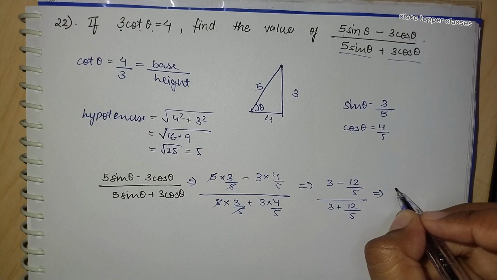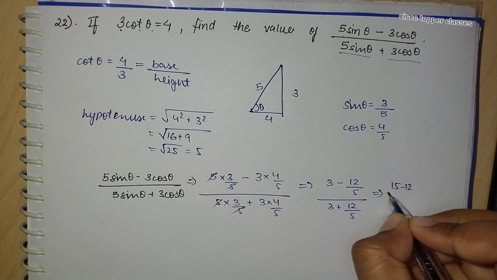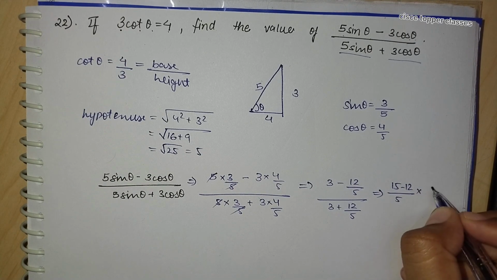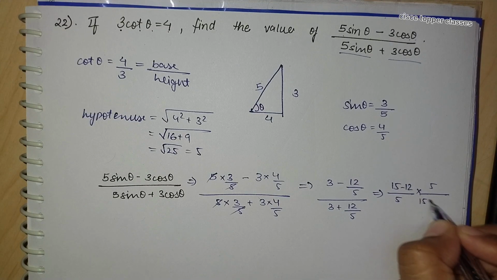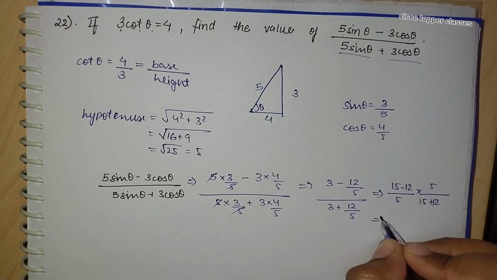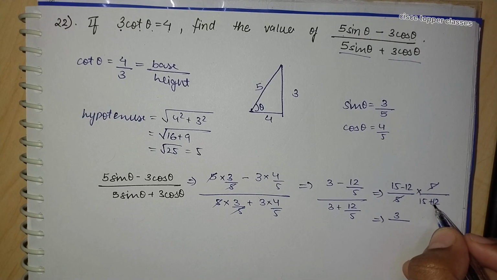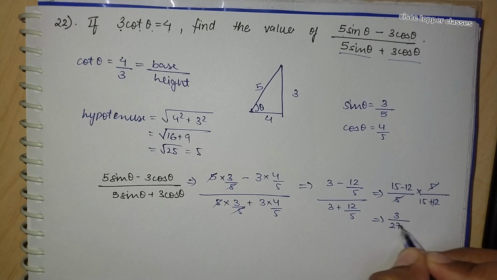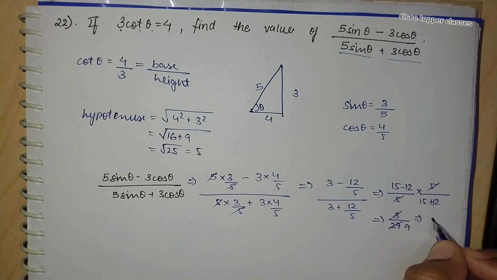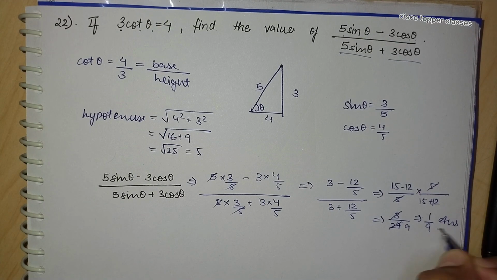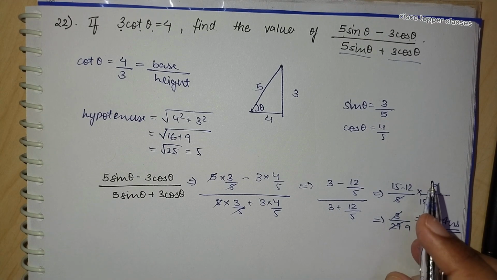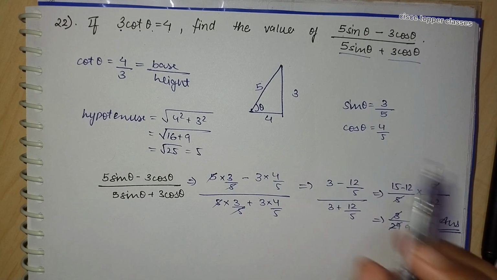If we take the LCM here, this will be 15 minus 12 divided by 5, upon 15 plus 12 divided by 5. The 5s cancel out, and 15 minus 12 will be 3, and 15 plus 12 will be 27, so we will get 1 by 9. So this is the final answer, and this is the solution of the 22nd question.